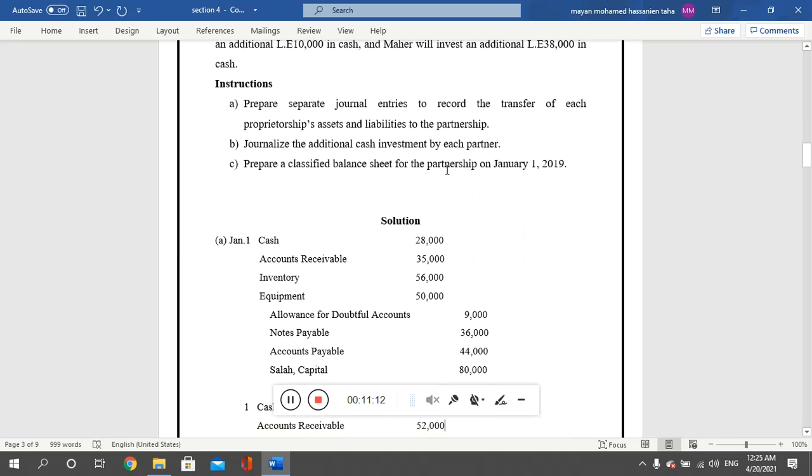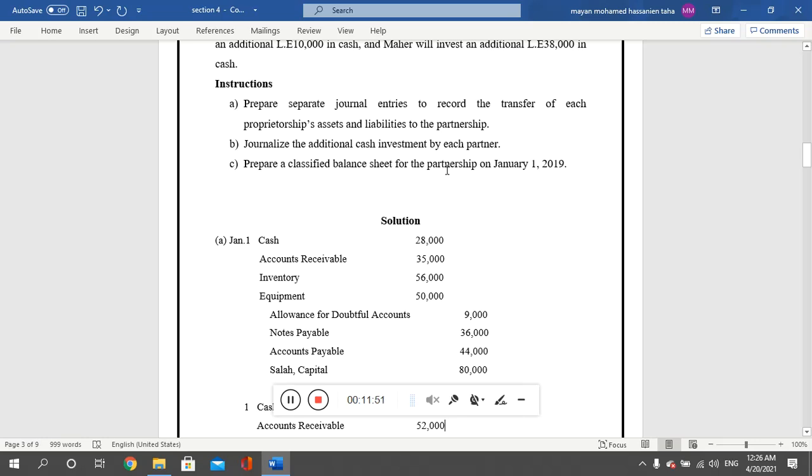Salah has an allowance, and as we said before, the allowance decreases the accounts receivable, so it will be in the credit side, allowance by $9,000. And also we will transfer liabilities. Here in the trial balance, we have notes payable and accounts payable. These are the liabilities for Salah. Salah has notes payable of $36,000 and accounts payable of $44,000. So these liabilities will be transferred to the partnership.